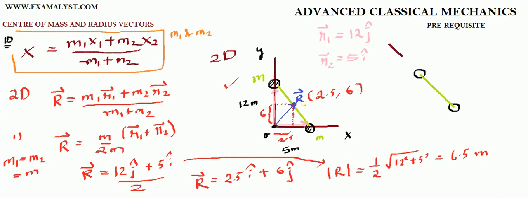Look at the rod from here, and look at the two masses from this side. This is a 1D problem. Since both are of the same mass, this is m and this is m, all you need to find is the distance between m1 and m2.